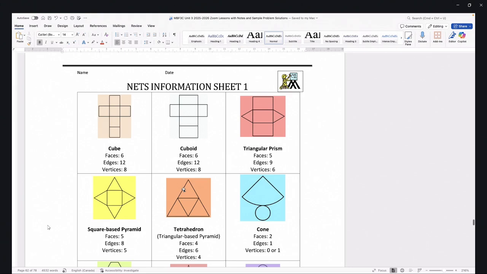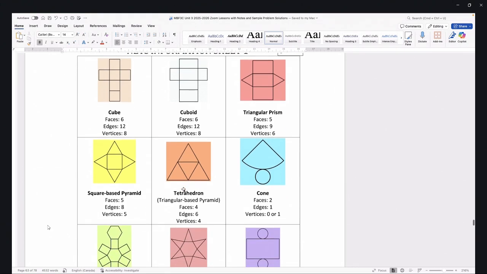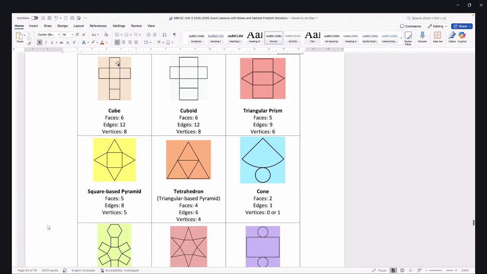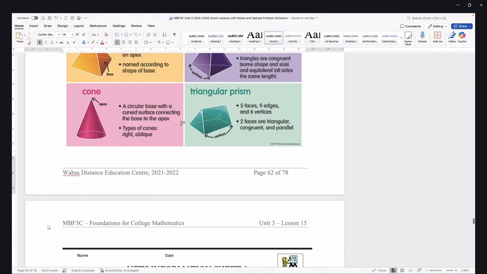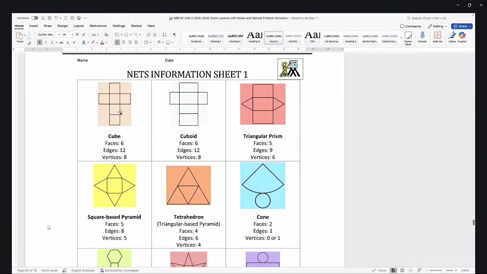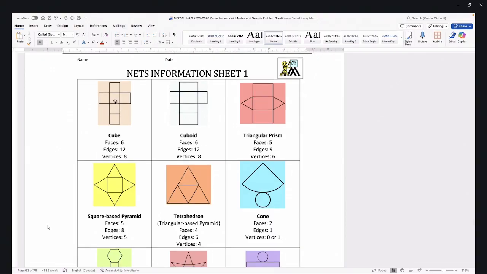So a net, again, would be two-dimensional. These are three-dimensional objects, two-dimensional figures. So we're going to take a two-dimensional shape, and if we were to fold it along the lines, we could make a cube.